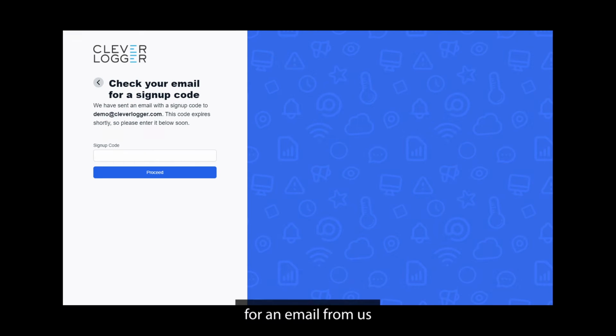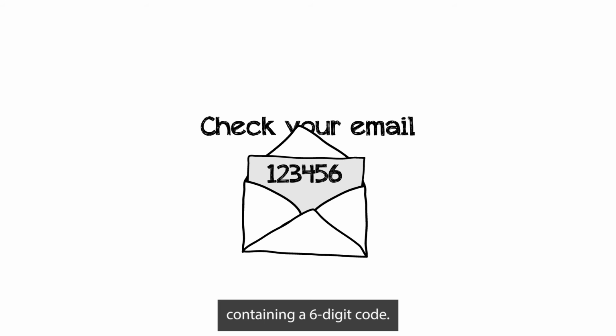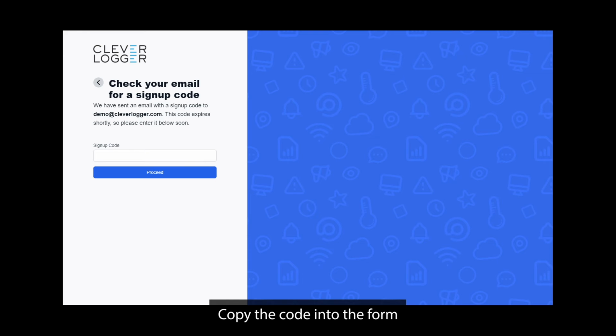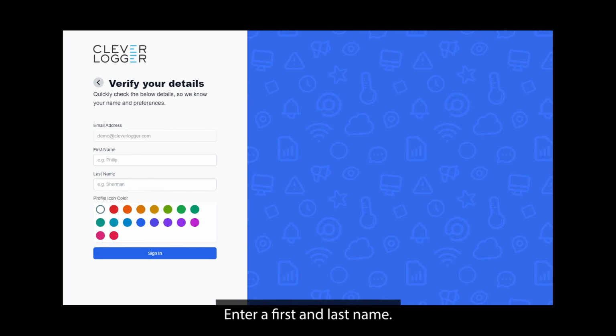Check your inbox for an email from us containing a 6-digit code. Copy the code into the form and click Proceed. Enter a first and last name. If this is going to be a shared account, you can enter something like nursing team, or for an individual account, just put your own first and last name.